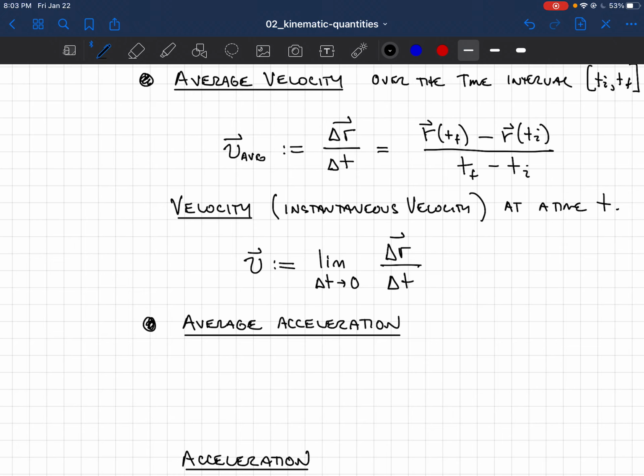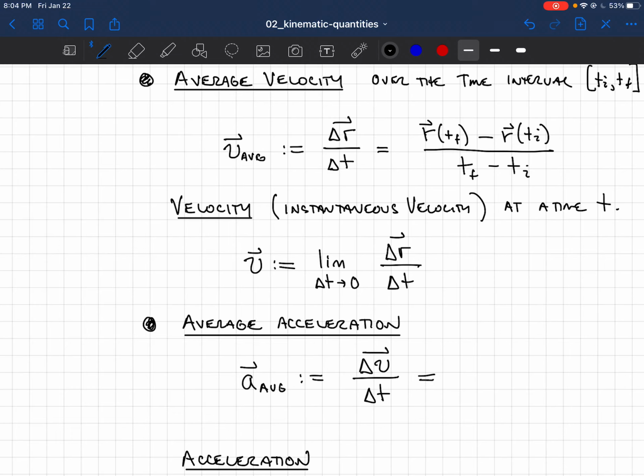Finally, we have the acceleration. So the velocity depended on the position of the particle. In the same way, the acceleration depends on the velocity of the particle. So the definition of the average acceleration is the change in velocity of the particle, vector, over the change in time. You see how these are sort of symmetric here. So velocity is the change in position over time, acceleration is the change in velocity over time. And that relationship will become very clear by the end of the lecture today.